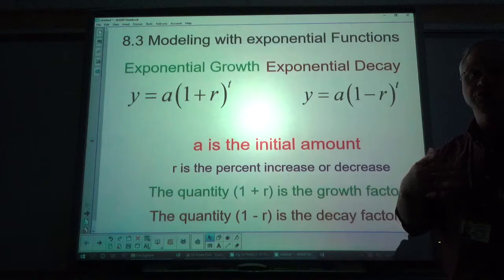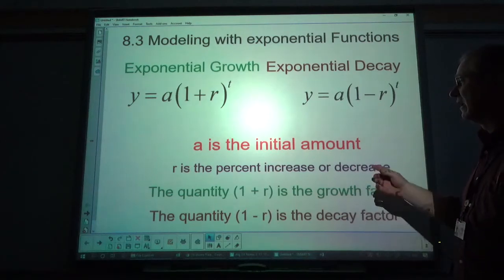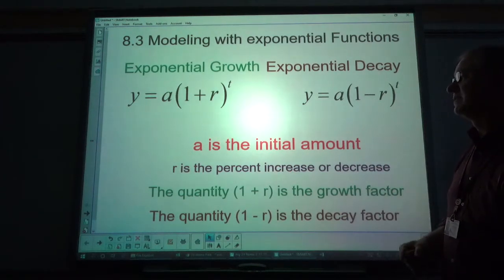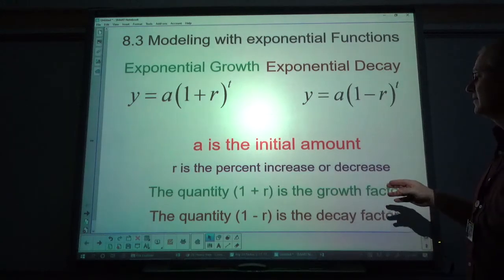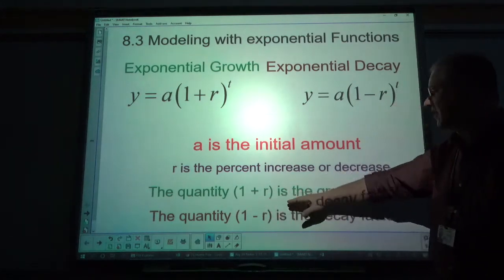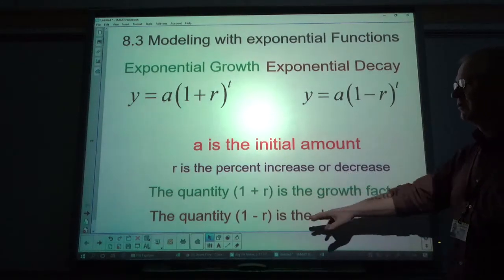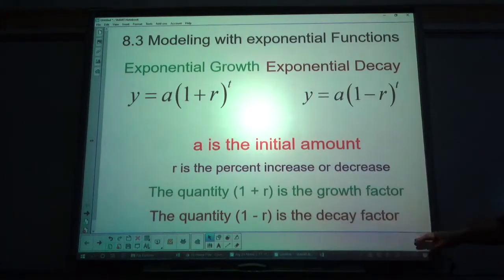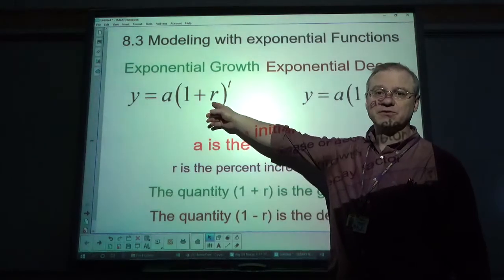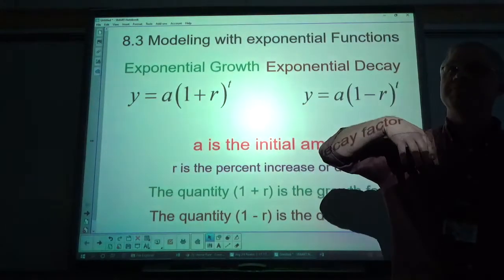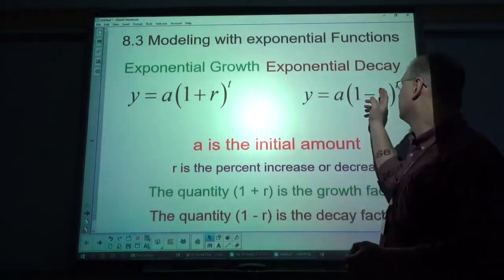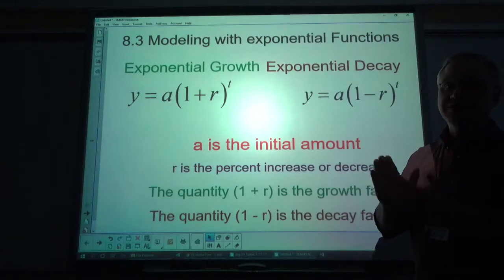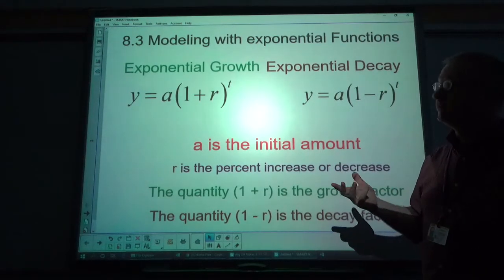A is the initial or starting amount. R is the percent increase or decrease. And the quantity 1 plus r is the growth factor. The quantity 1 minus r is the decay factor. So if you have a percent, like 45%, that is 0.45, and that would fill in for r, and then you'd add or subtract depending upon the problem.